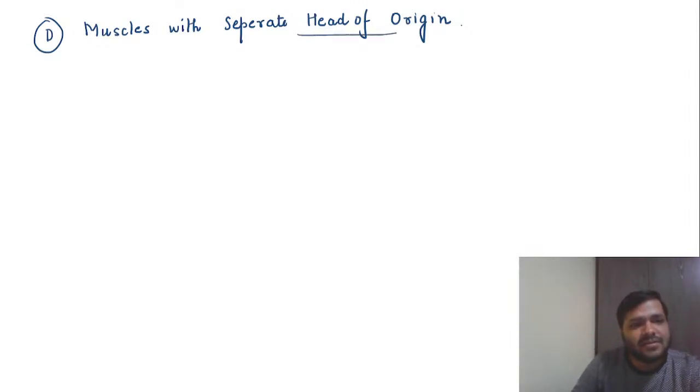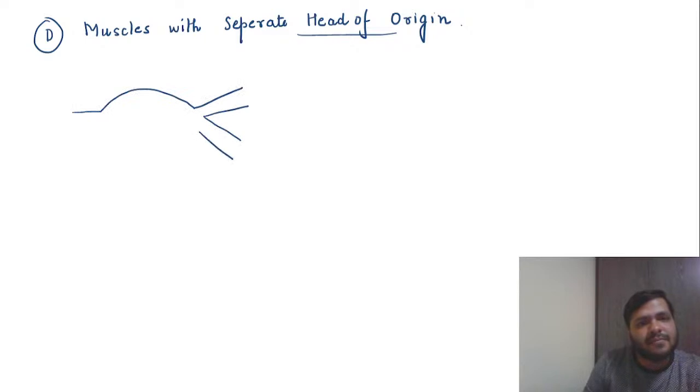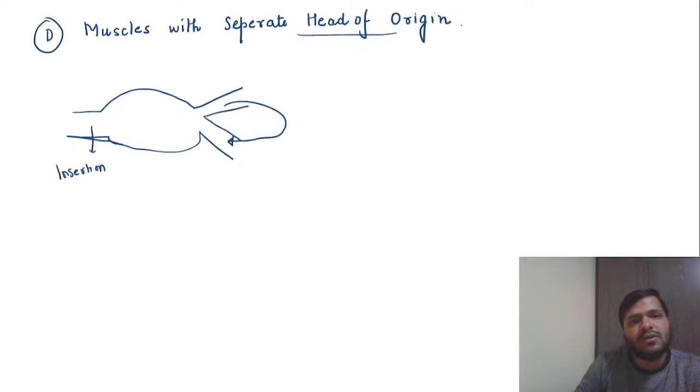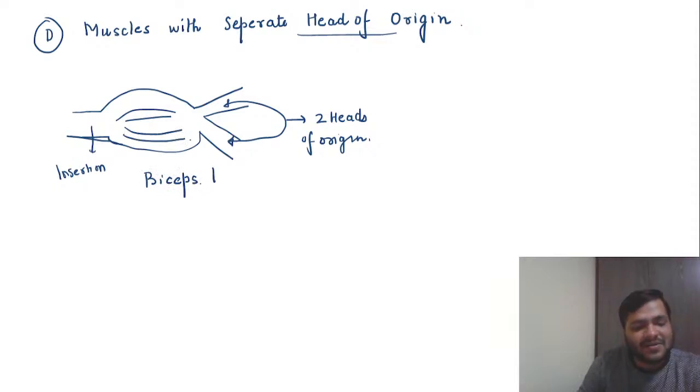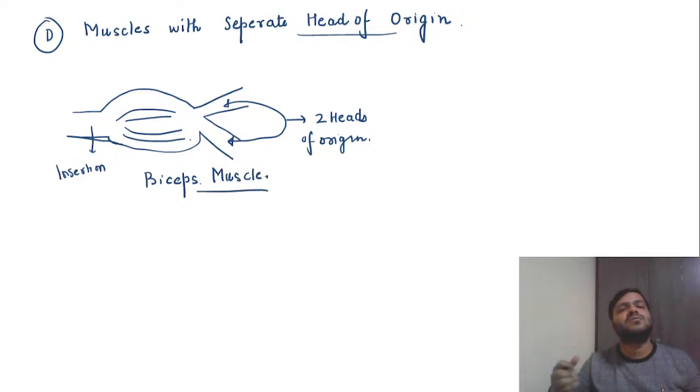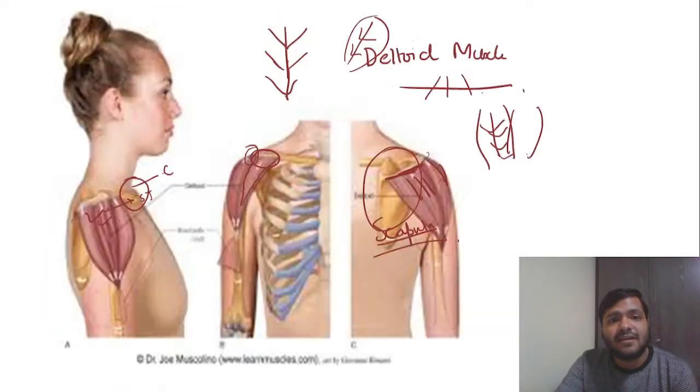Now, for example, the very first one that you have to know is the biceps brachii muscle. So this is the insertion, and we have two heads of origin. The common example that all the muscle people have is the biceps muscle. The biceps brachii is called that because it is in the brachium part. I would like to show this muscle to everyone, and everyone is aware of this muscle as well.